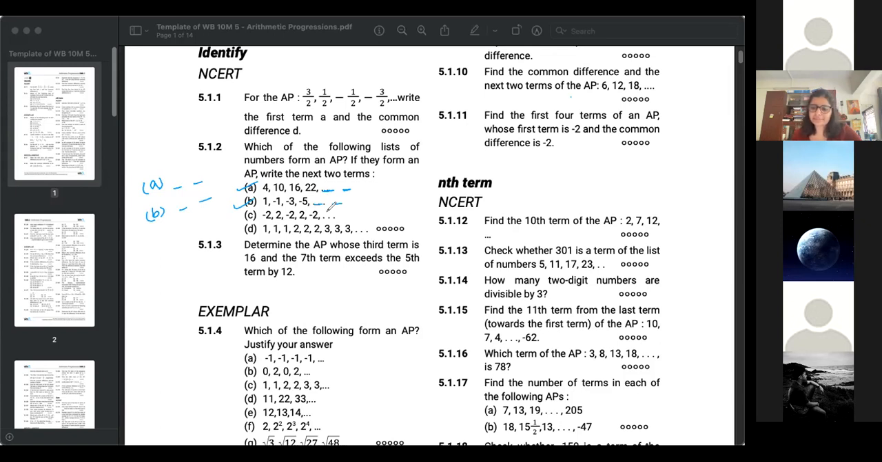Puneet, yes, correct. So, for this kind of question, I did not use any specific formula. It's not a list of formulas, but you use the concept of AP. You use the concept that to get the next term, you need to add D to the term.